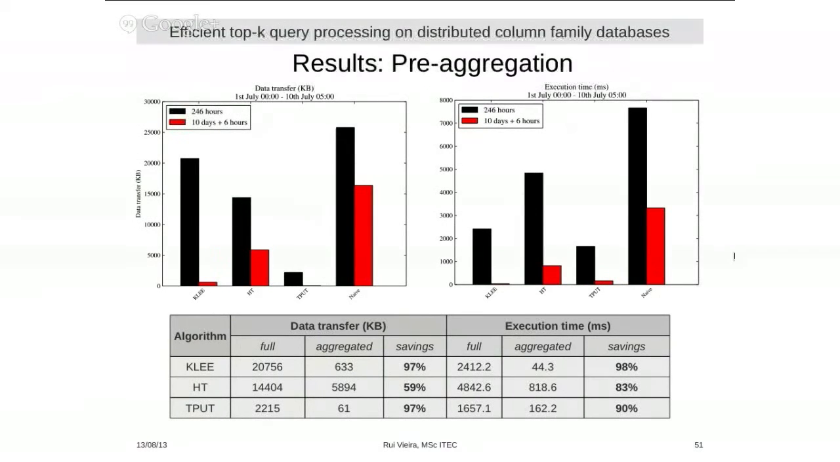So we can see in this case, the difference: in black we have doing a top K over 246 hours, and in red we have doing the same algorithm for 10 days and 6 hours. And the result is exactly the same, and we can expect savings over 96%, 90%, or 97%.